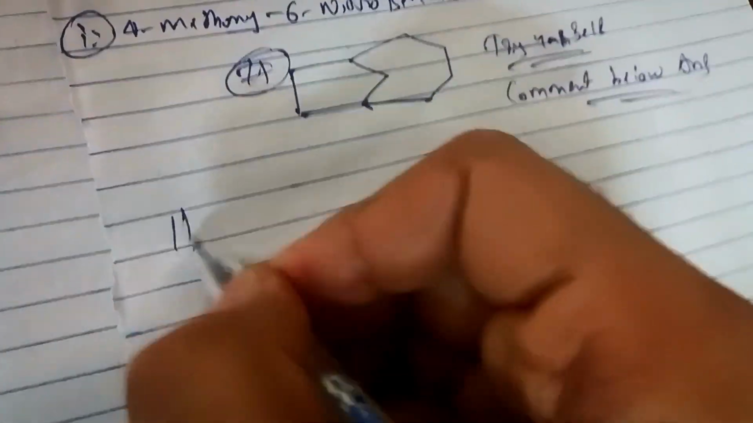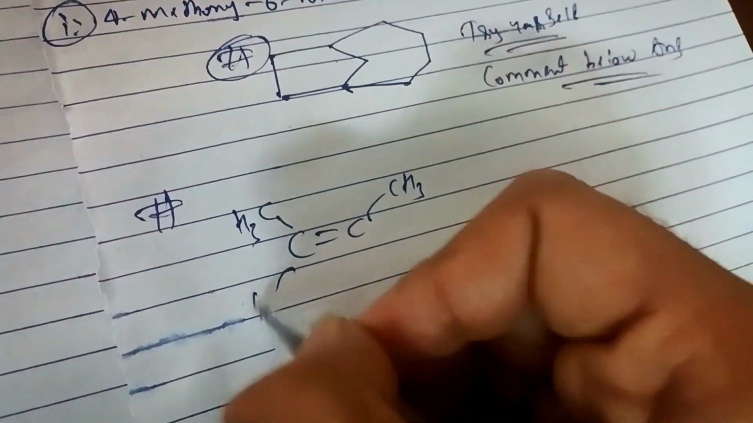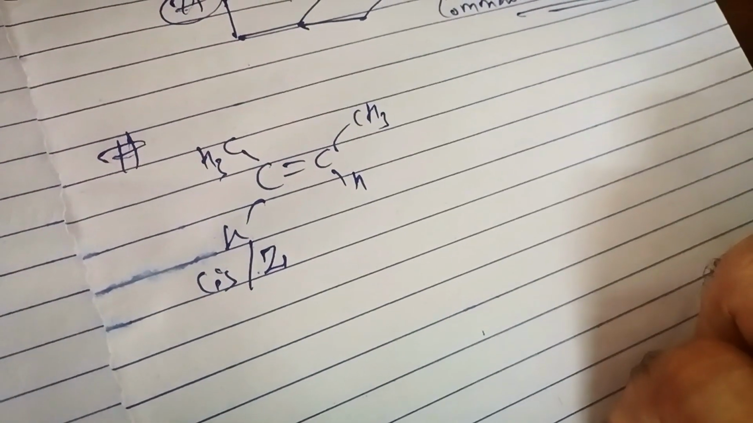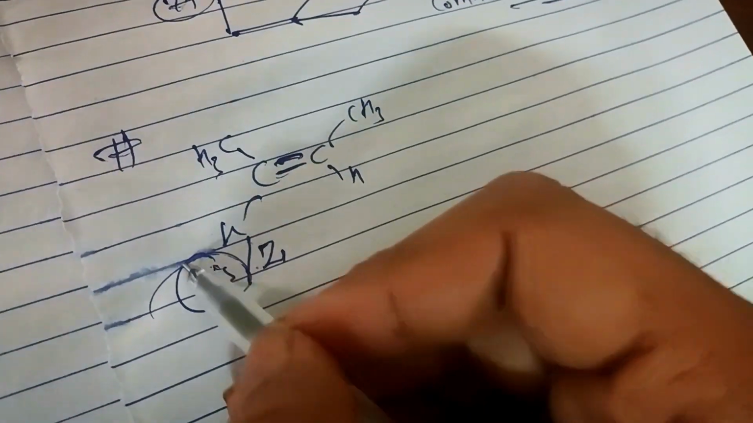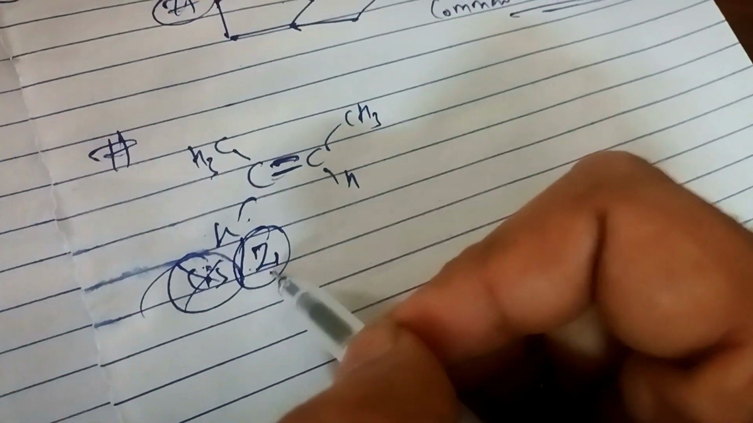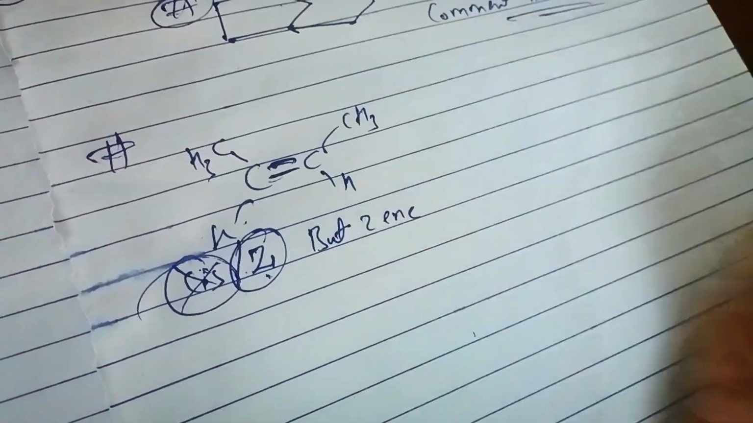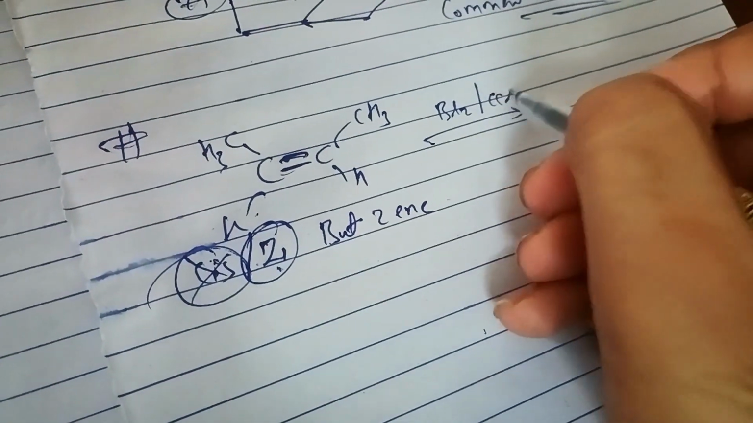So we have to first write what the cis-2-butene will be. C double bond C, CH3, CH3, H, H. This is the cis, or we can also call it Z. Since it is a double bond, we can't call this cis, as it is not able to rotate. So we have to name it Z. Z-but-2-ene reacts with bromine in CCl4.